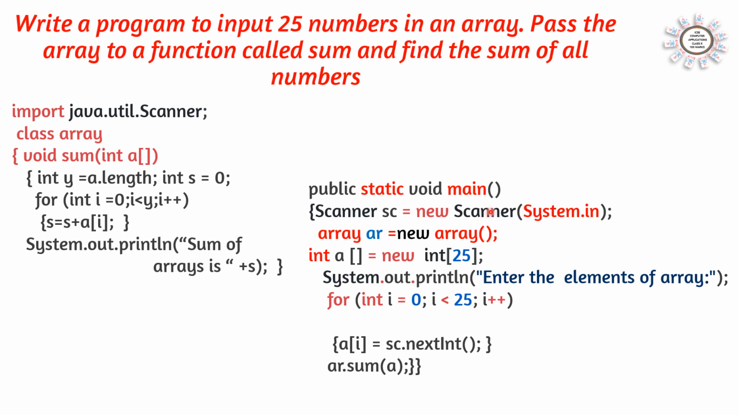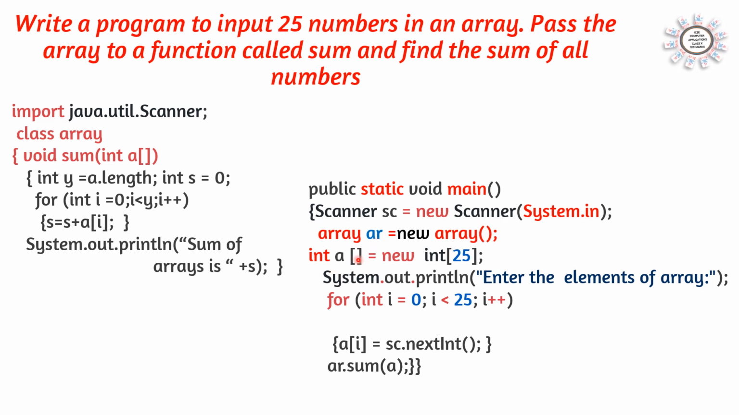public static void main, here the main program is started. Scanner sc, we are declaring the Scanner class, and now we have to call the function. For calling the function we need an object of the class. The function is not a static one. If it is static, there is no need of an object, but the function is not static, so create an object. The class name is Array, so Array ar is the object, ar is equal to new Array. We have created the object ar.